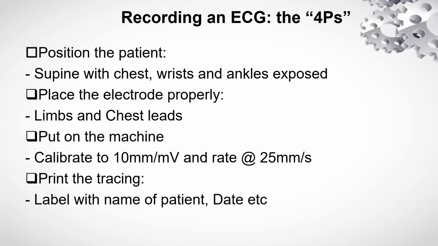You want to position the patient supine with chest, ribs, and the ankles well exposed. Then you want to place your electrodes properly, both the limb leads and the precordial leads, that is the chest leads. After you've done that, you put on the machine and calibrate it at 10 millimeters per millivolt and at a rate of 25 millimeters per second. After that, you print the tracing, with the labelings: the name of the patient, dates, and diagnosis.